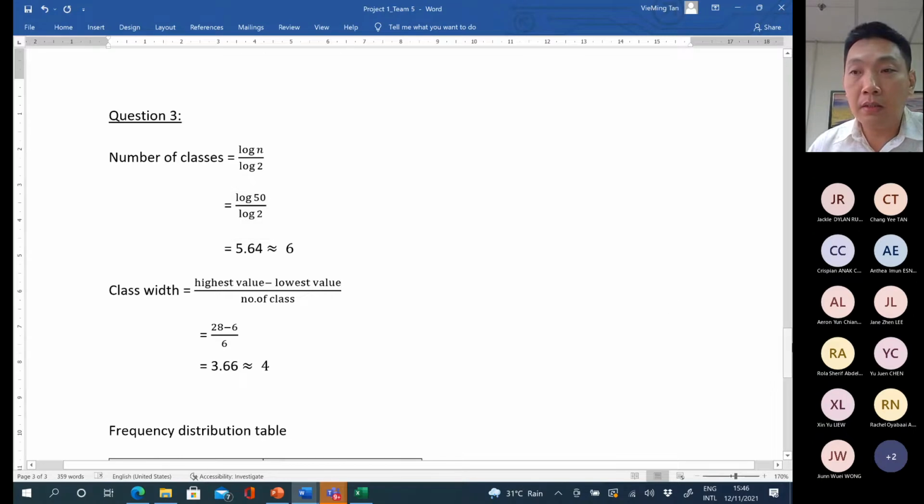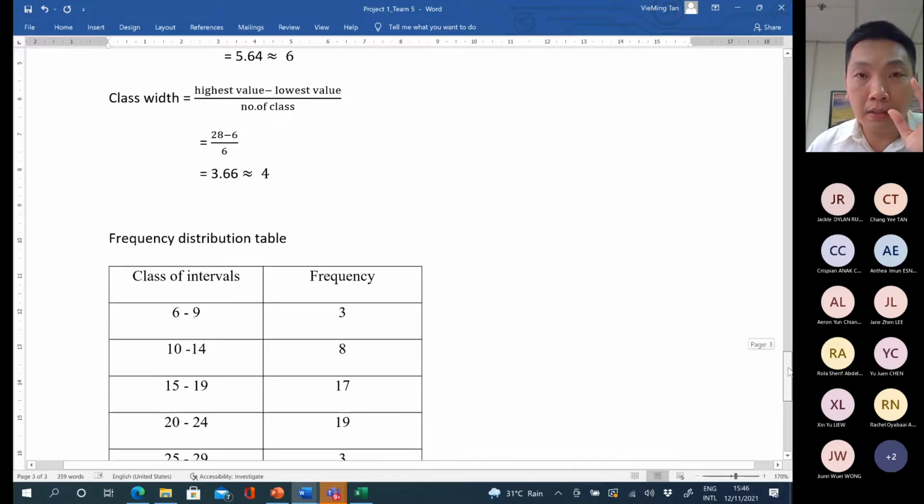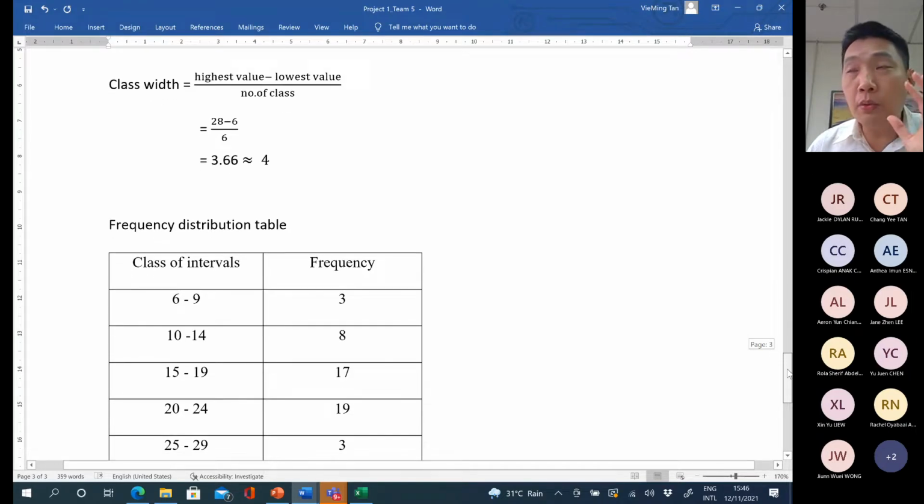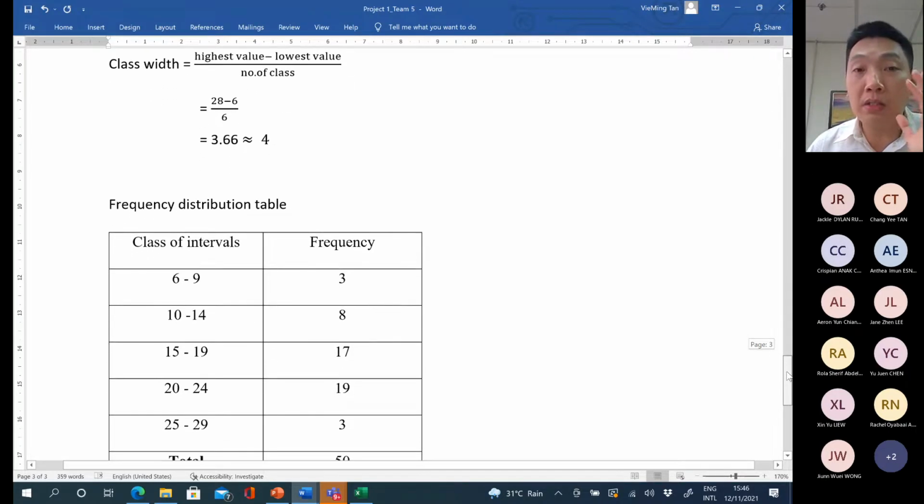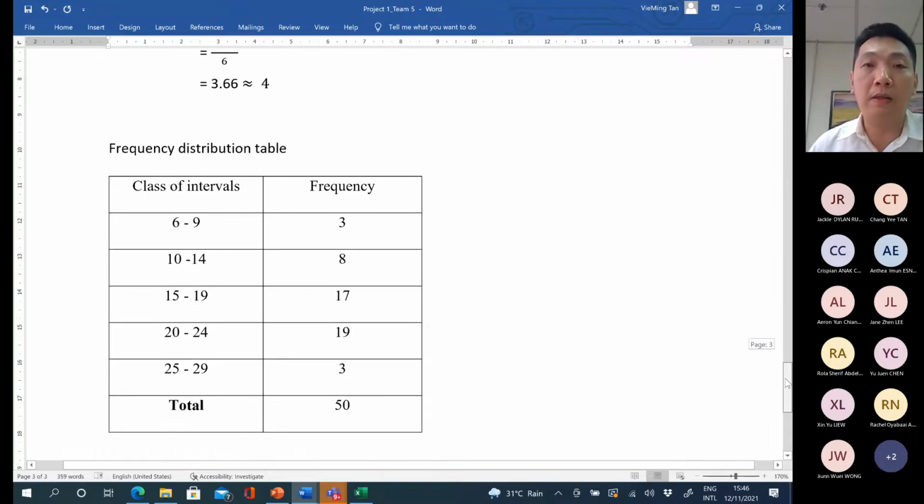And also the class size will only give you some idea of how many numbers are in one class. So you do not necessarily have to follow. Just some ideas only.